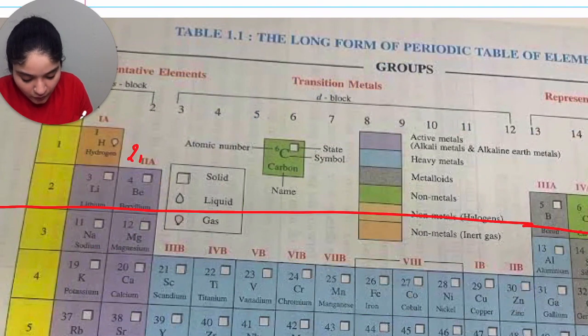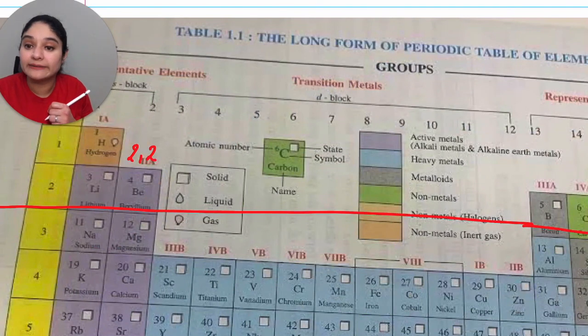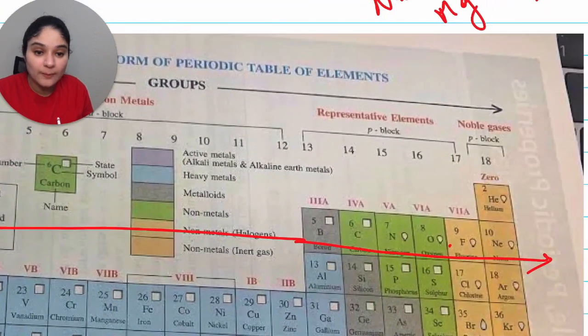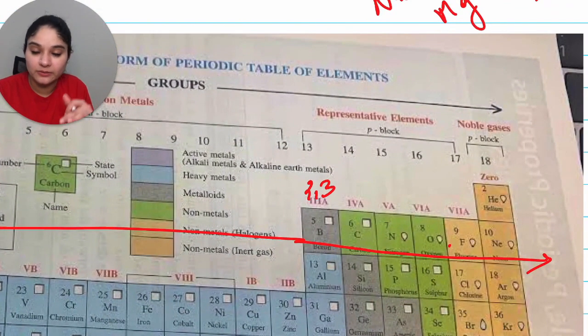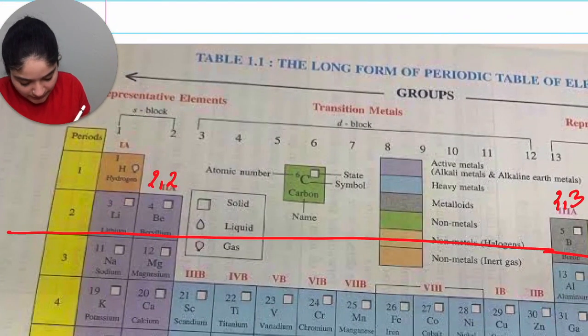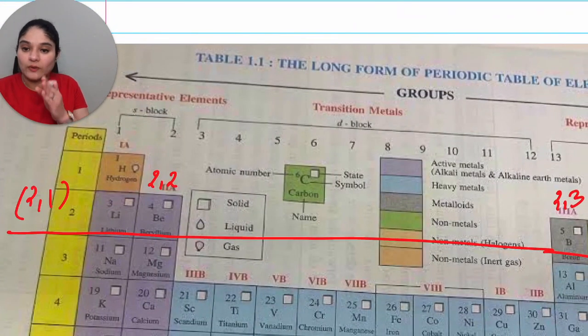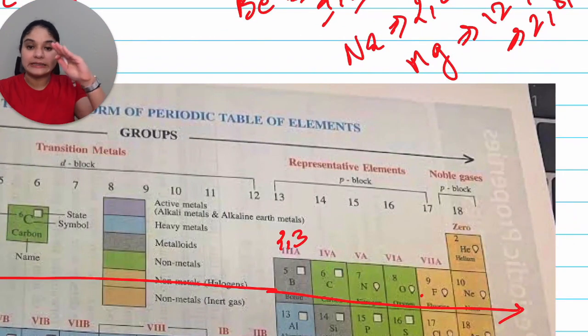Next I'm talking about beryllium. What is the electronic configuration? 2, 2. What is the valency? 2. Now come on boron. This is 2, 3. Valency is increasing. So first you had the valency, right, let me write it here. 2, 1. So valency was 1, then valency was 2. Now valency is 3. It is increasing.